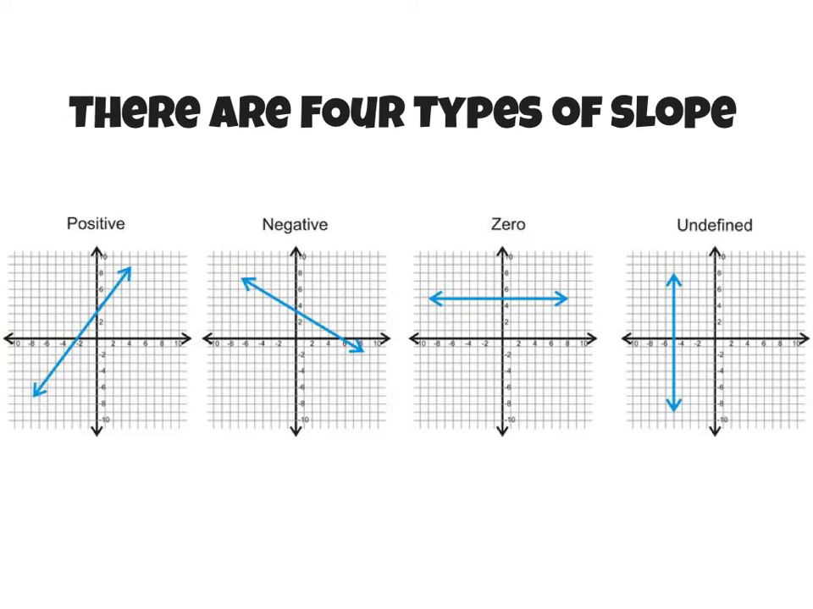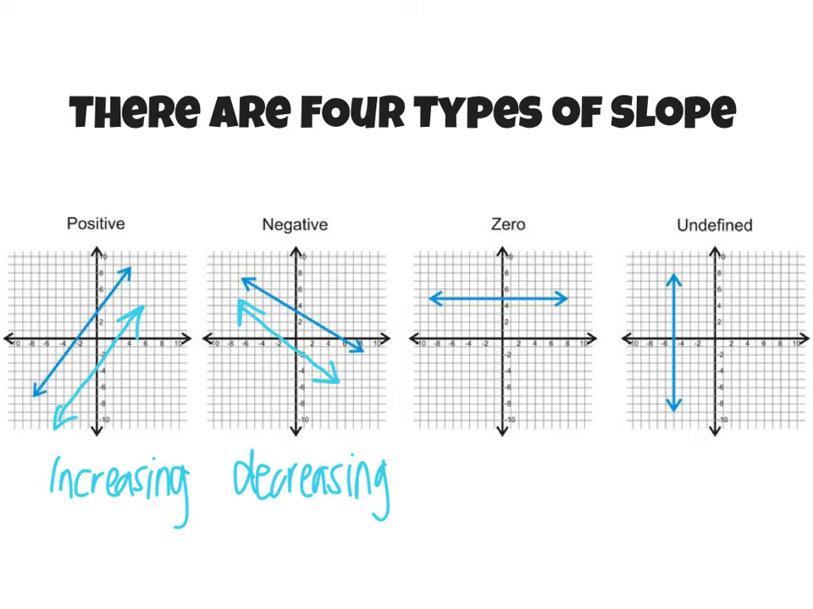We have positive, which is also increasing. And notice how it moves up and to the right. Then we have negative, which is decreasing. It moves down and to the right. And then we also have 0, which means there's no change. Kind of like in science when you did no change in movement or speed.